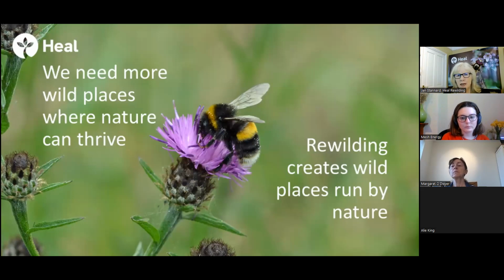And that's by nature. You'll understand what we mean by that as I go through it. But that is a distinct difference. So with conservation, it's man or person managed. In rewilding, it's nature managed.